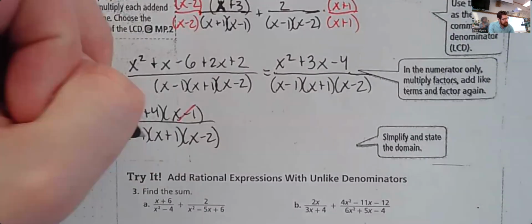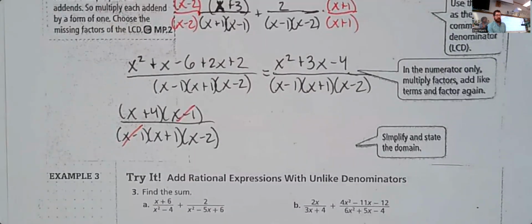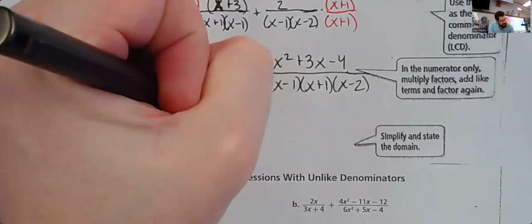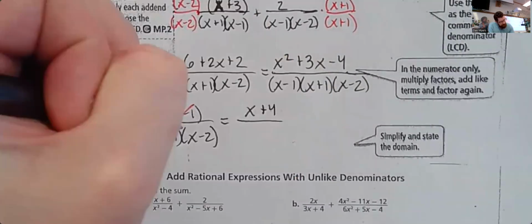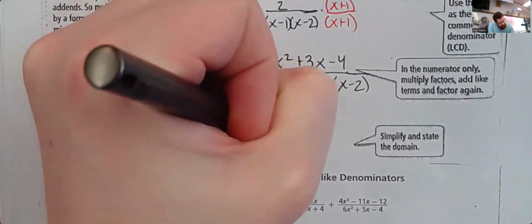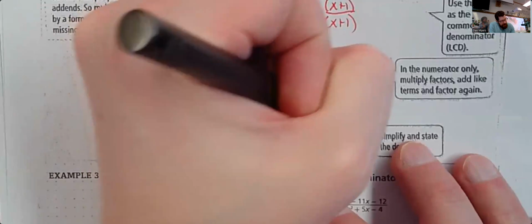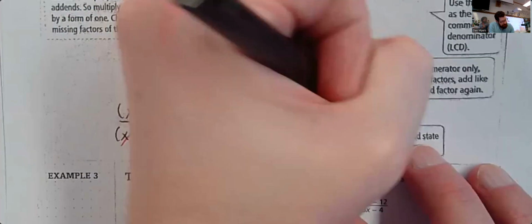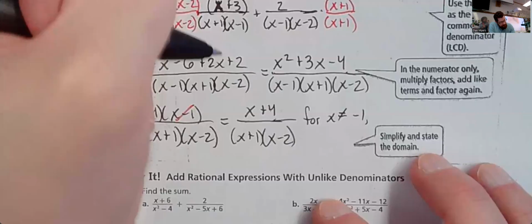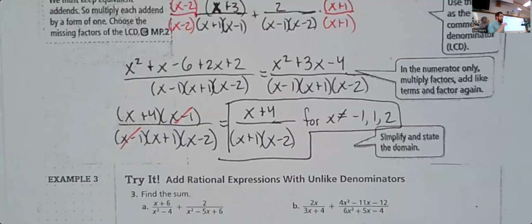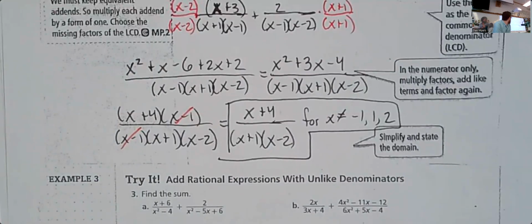So x minus 1's cancel because we got 1 on each numerator and denominator. And so our answer is going to be x plus 4 over x plus 1 times x minus 2. And we're going to say for x not equal to negative 1, 1, or 2. There's our answer. We're stating the domain once we get to the addition portion.